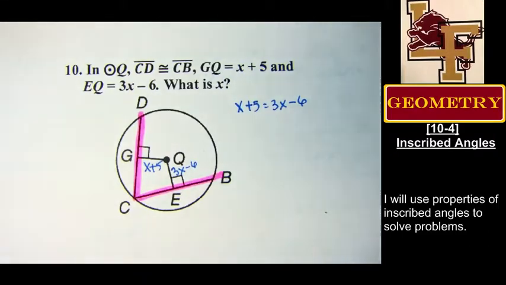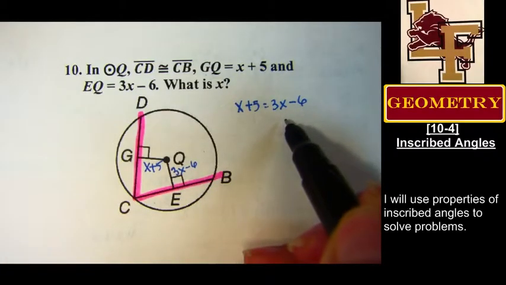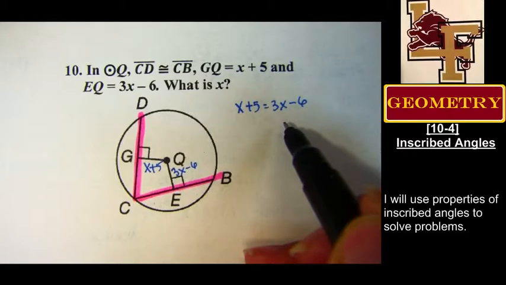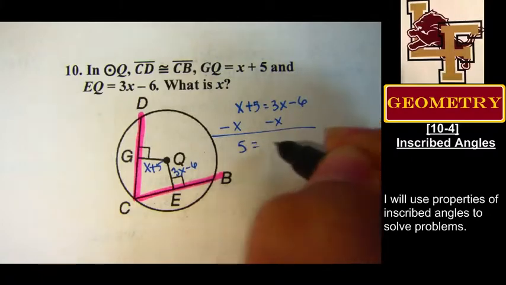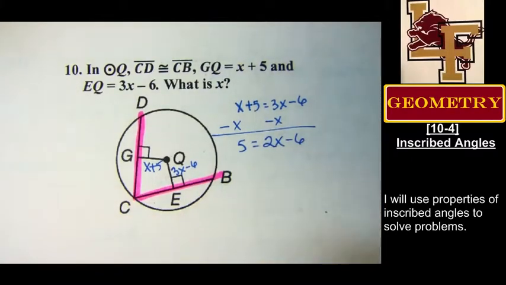Now I get to solve for x. I could subtract 5, or I could add 6, or I could subtract x, or I could subtract 3x. I've got a lot of options, so you just pick the one that you like the best. I like subtracting the x because when I do that, it keeps this one positive, and I don't have to deal with a negative x anywhere. So that's what I'm going to choose. Y'all are welcome to make whichever choice you like.